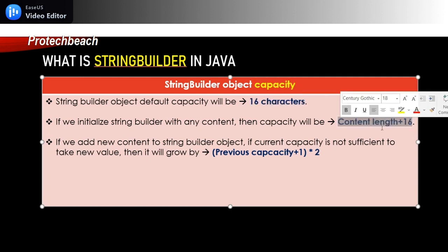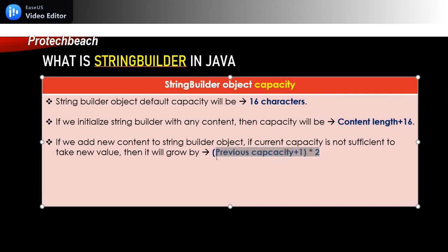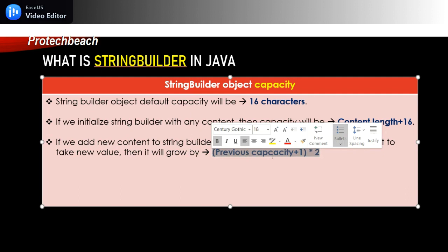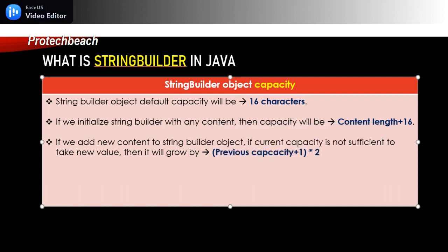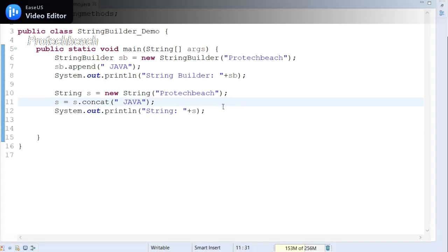Capacity will grow by content length plus 16. But if you consider the default constructor, where you didn't pass any parameters, capacity will grow by this formula: previous capacity plus 1, into 2. We'll see this in this slide. So let me add a few things here, one by one quickly.